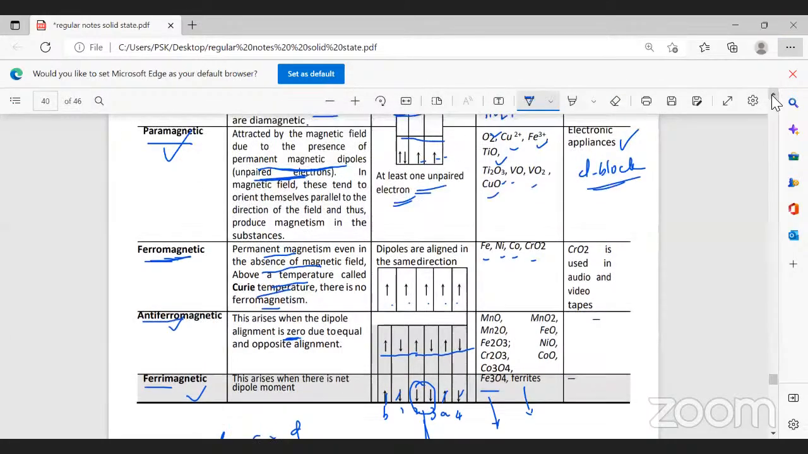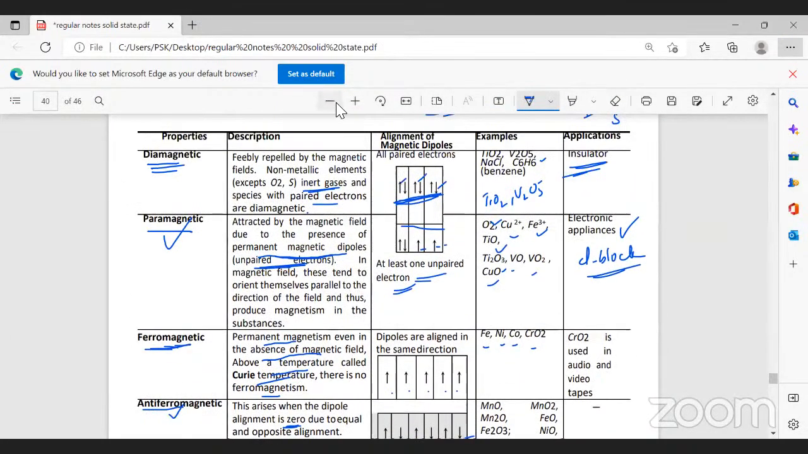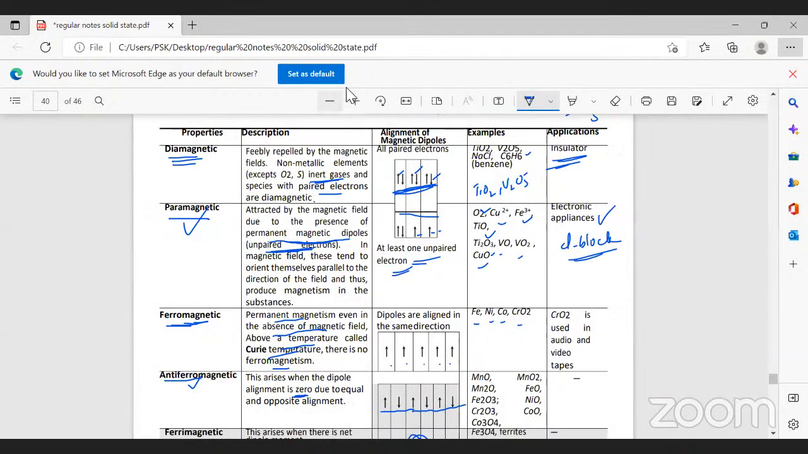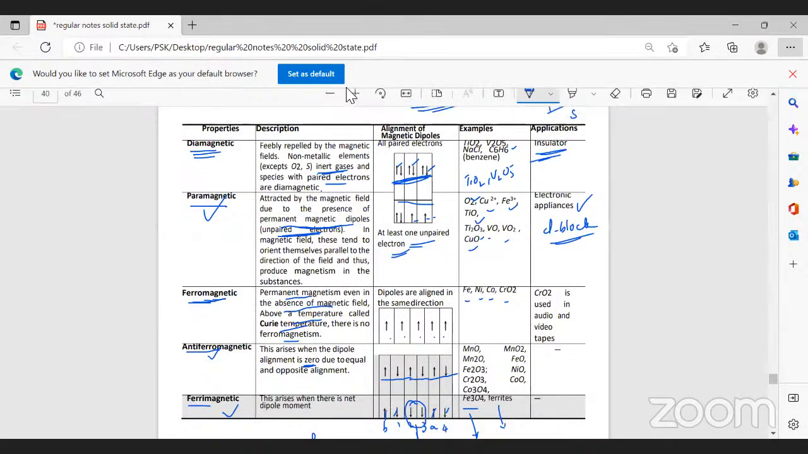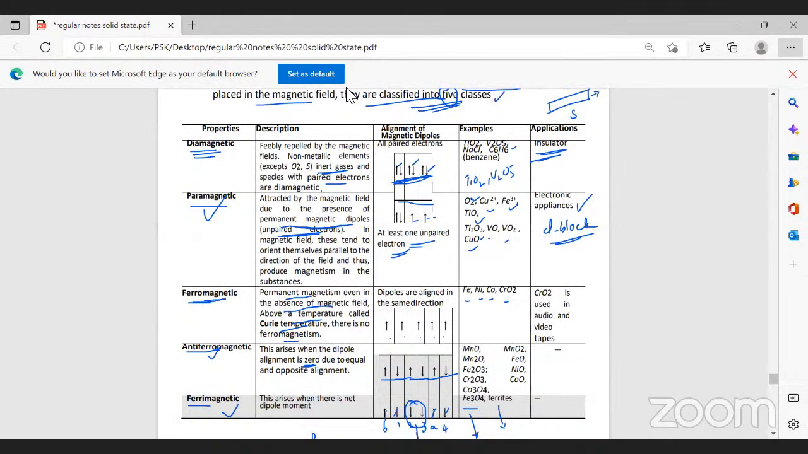Now, I will take some time. I want you people to go through this magnetic property so that we'll continue with some of the questions now. Any clarification so far, you can ask me. So the chapter. Yes. Could you explain that ferrimagnetic again, sir?